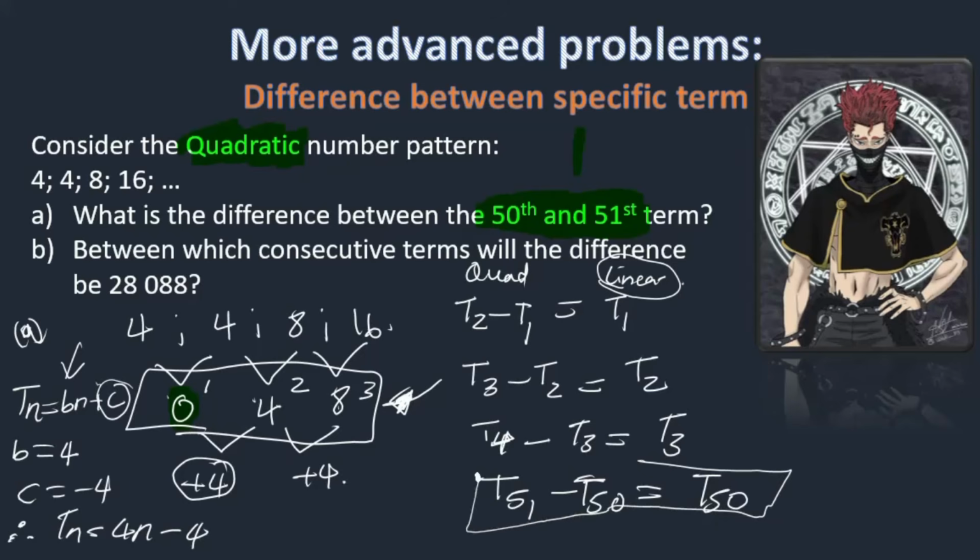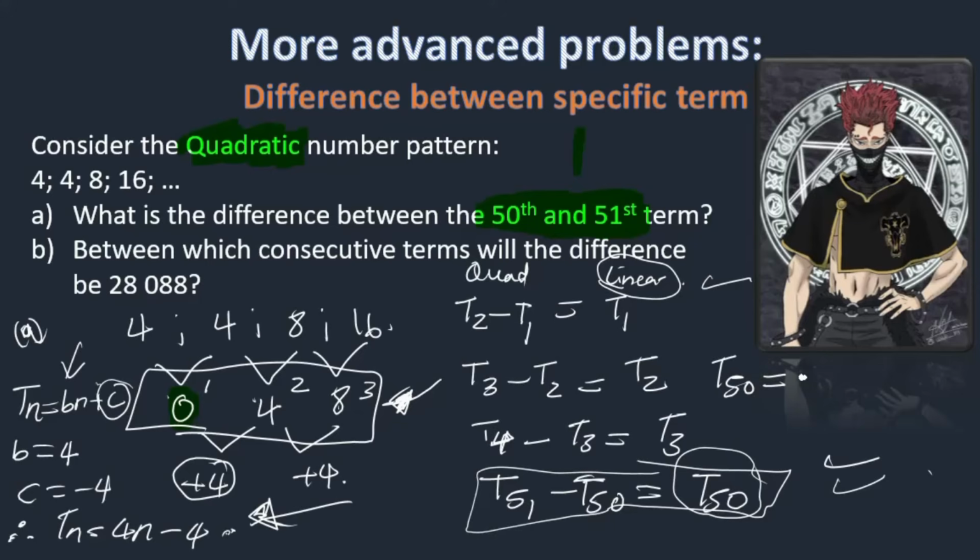The difference of T51 and T50. There we go. The difference of T51 and T50 can be found by just finding T50 in the linear sequence. So I try to do that. Going to come here and say, using this, substituting into this, right? I hope you can see it. So I'm looking for T50 in a linear pattern, which will be 4 into 50 minus 4.